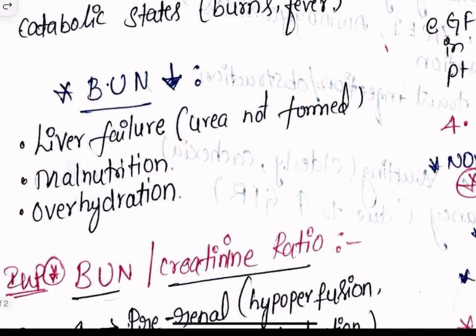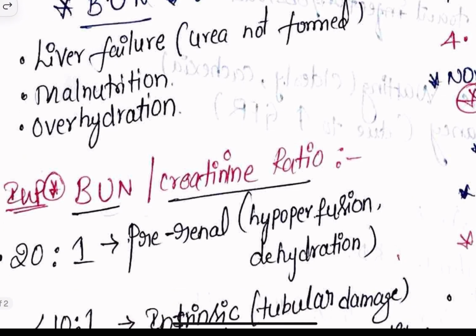What if there is a decrease of BUN level? BUN means blood urea nitrogen. So in liver failure, there is no formation of urea. Urea is not formed, so there is no further mechanism. In malnutrition, decreased BUN can also be seen, and overhydration can also be seen.